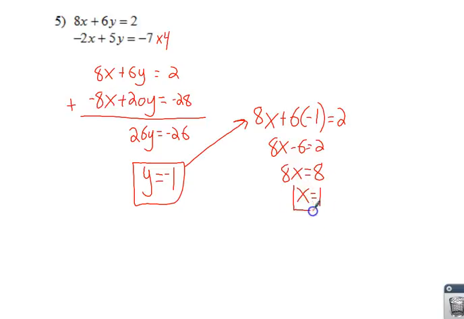Now, how could I check this? How could I check this answer? You've got two options. You just go, I'm not going to check it, not smart. Or you put x equaling 1, y equaling -1 into each of those equations. Remember, if it's a good solution, it will work for both equations. It has to. Circle or box in your answers, or if you were feeling particularly fancy, you could write it as a Cartesian coordinate, as such.